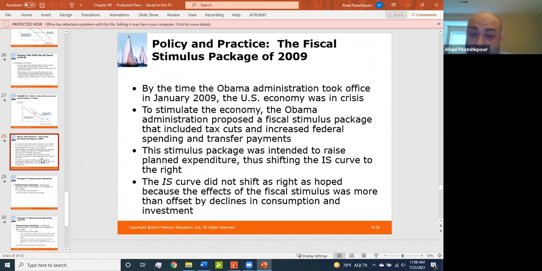This stimulus package was intended to raise planned expenditure. They wanted to help people to spend more money to get the economy going up, thus shifting the IS curve to the right. The IS curve did not shift as far right as hoped because the effects of the fiscal stimulus were more than offset by declines in consumption and investment.